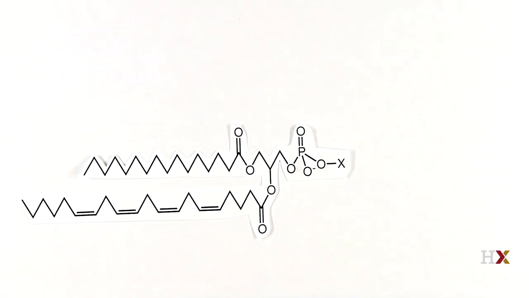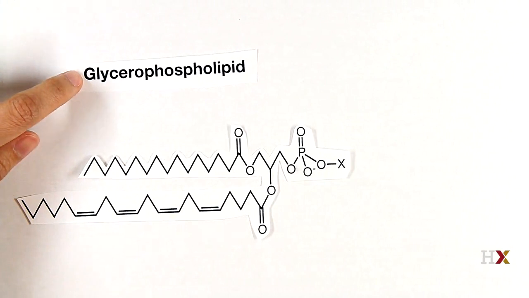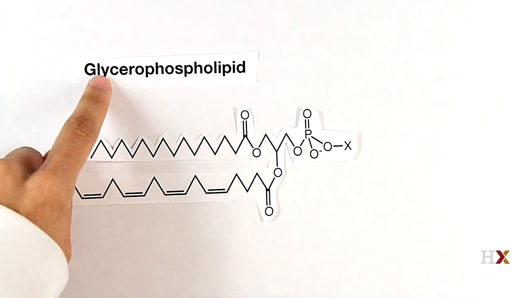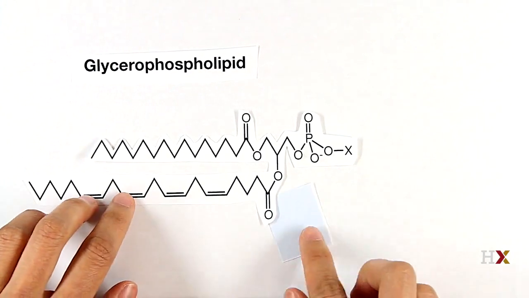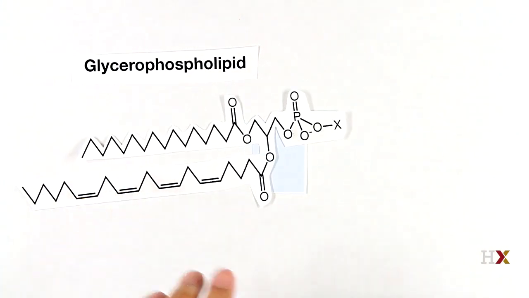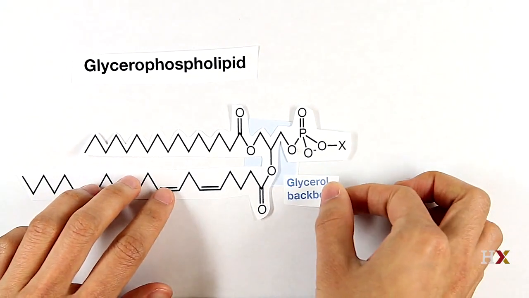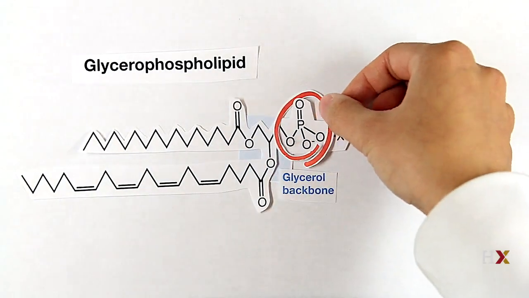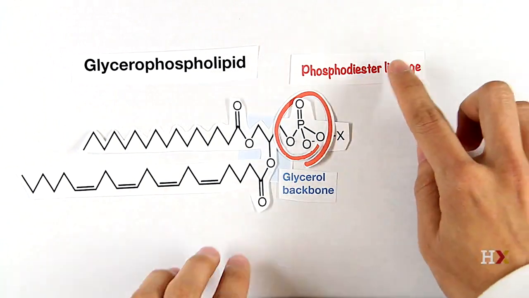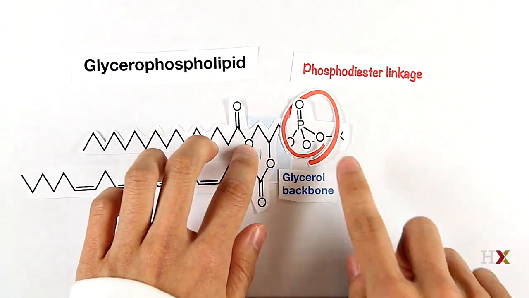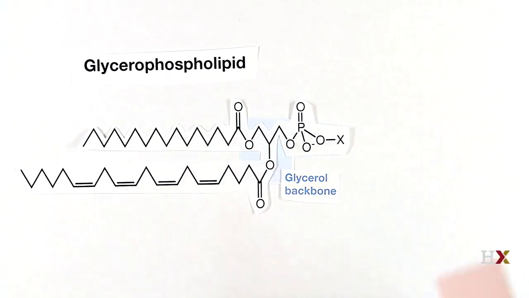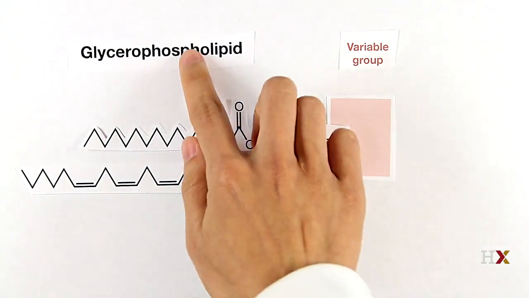Here is a glycerophospholipid. As you can see in the name, this molecule also has a glycerol backbone. But what makes it different from a triglyceride is the phosphodiester linkage that connects the 3rd carbon in the glycerol to a variable polar or charged group. Since the phosphodiester linkage is a defining characteristic of these molecules, they are also called phosphoglycerides. You can have a lot of variation on the core glycerophospholipid structure.